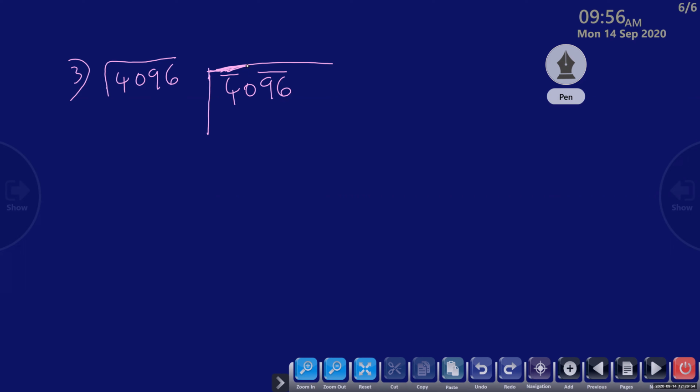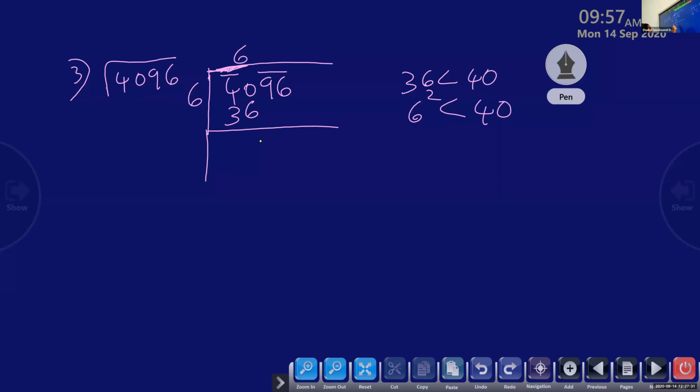No, ma'am. So which is the perfect square number just below 40? 39? Is 39 a perfect square? No. 36. 36 is less than 40. 36 is a perfect square. It is 6 square, less than 40. So this 6 is the first quotient and first divisor. 6 6s are 36. Subtracting, we get 4. Then we are taking 96 downwards.